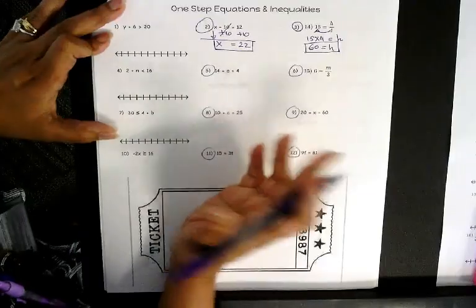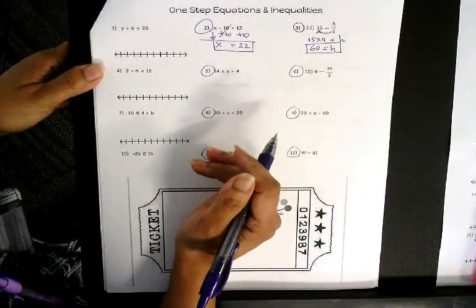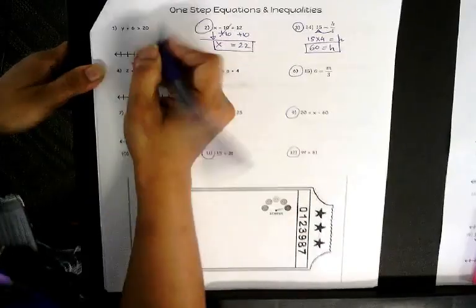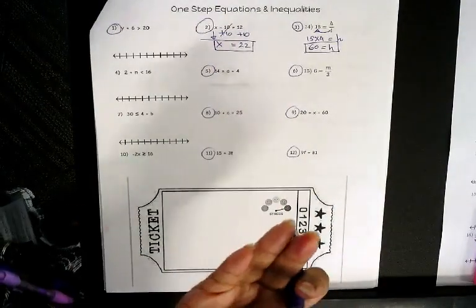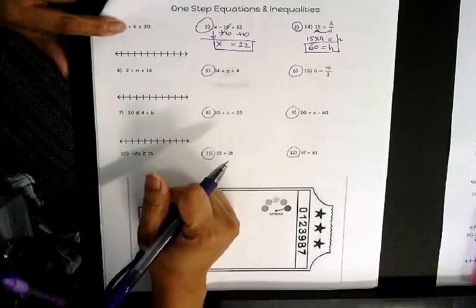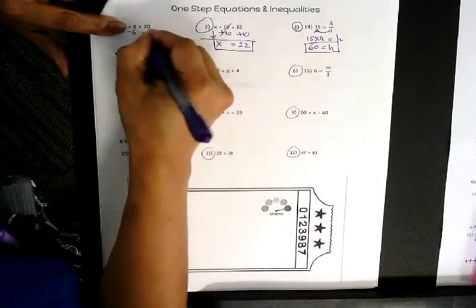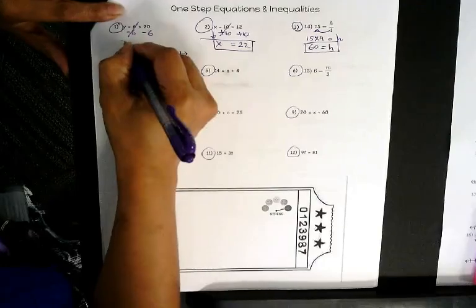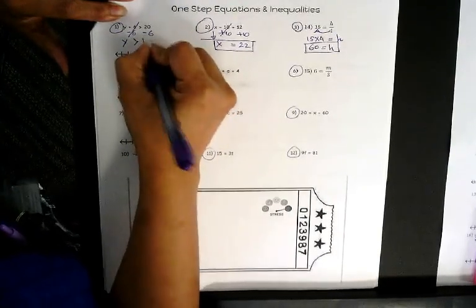Okay, I'm working on one problem over here. Let me work on number 1. Okay, let's work on number 1. So here again, what is the variable? y is the variable. We're going to hide it. So I have plus 6. What is the opposite of plus? So we're going to do minus 6 on both sides. Let's cancel. So it's going to be y is greater than 14.